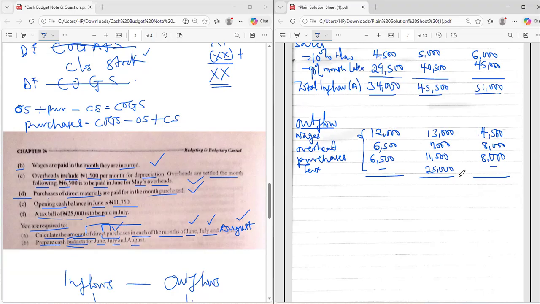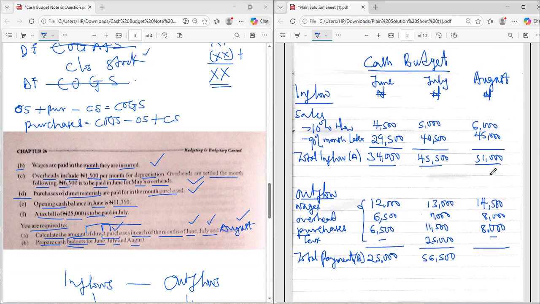That's our total payments, sorry. The first one. So let's call this one B. Next one. 56,500. Can you give me the figure now? August.